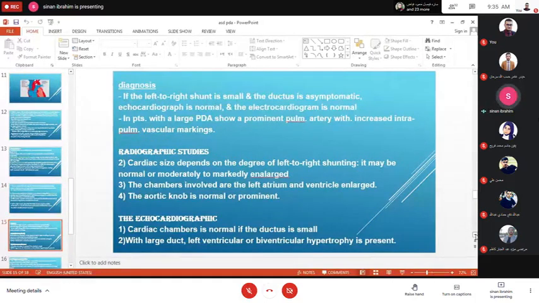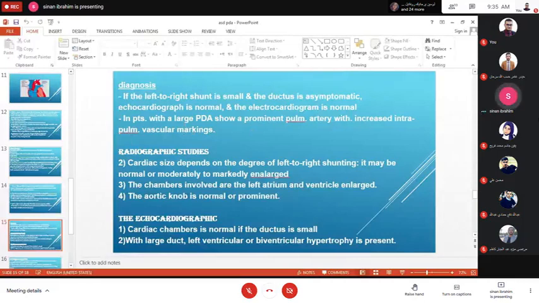What diagnostic procedures can we do for this patient? Usually, if the ductus is small, the patient is asymptomatic, and the echo of the cardiac chambers will be normal, just a small PDA. We see it by echo, and usually it is very obvious by echocardiography. And on all of the investigations, the chest X-ray will be normal and the ECG will be normal. We just find machinery murmur by auscultation, and on echo we find a small PDA.